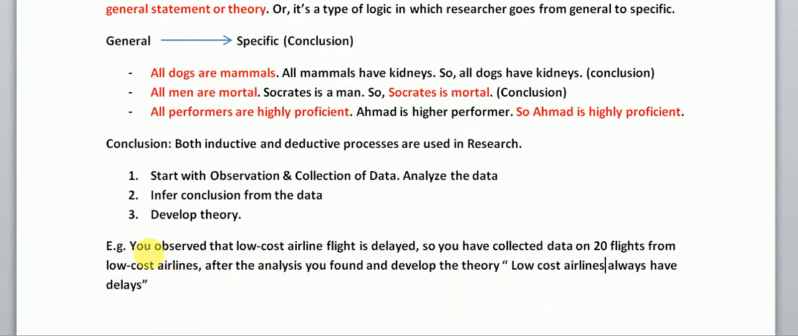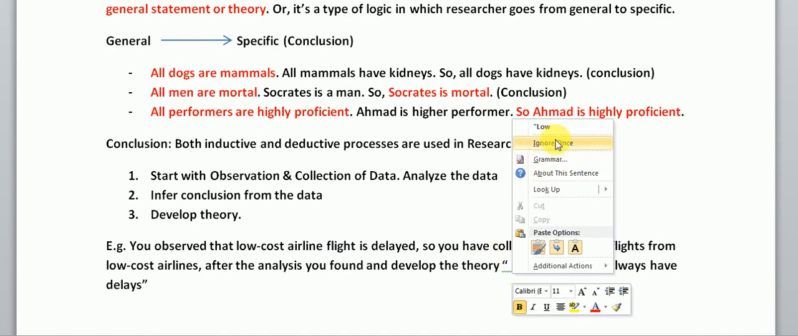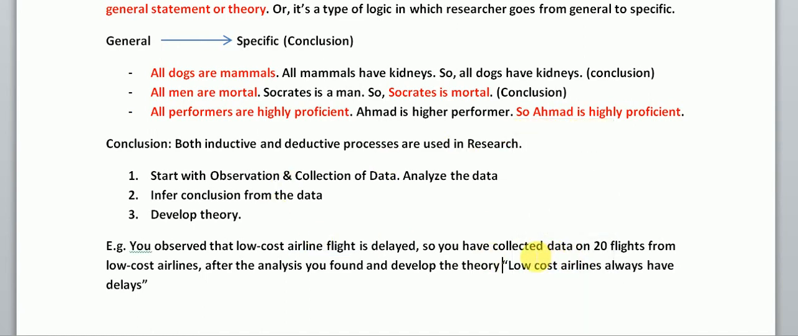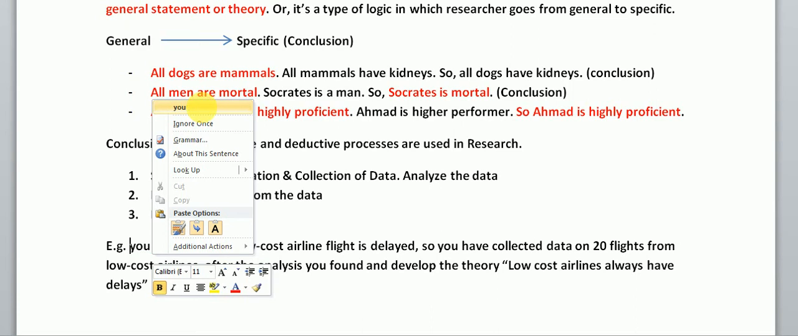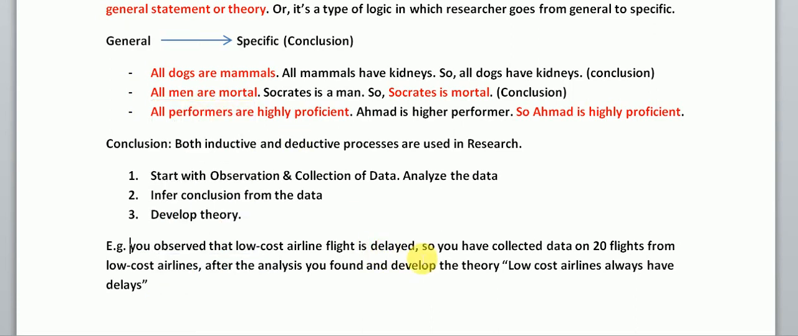Once again, look, you have observed that a low cost airline flight is delayed. Several times you checked several low cost flights, and they were delayed. So in order to make sure, you further collected data on 20 flights from low cost airlines. After the analysis you developed the theory. And what was the theory? Low cost airlines always have delays.